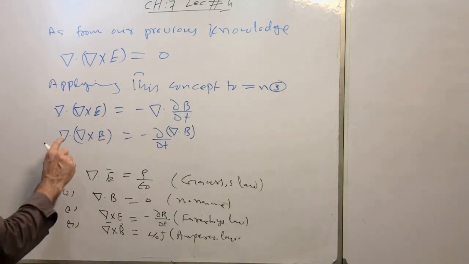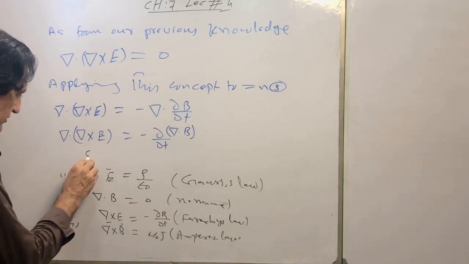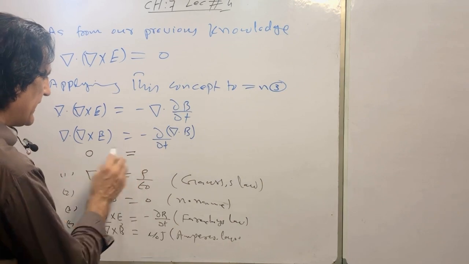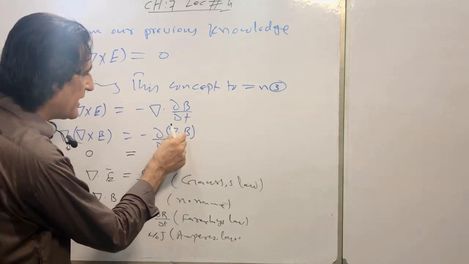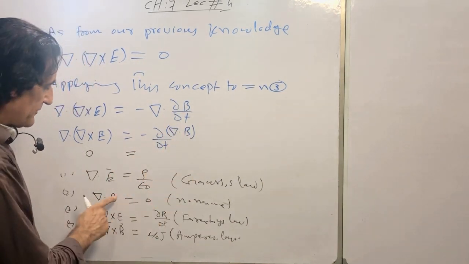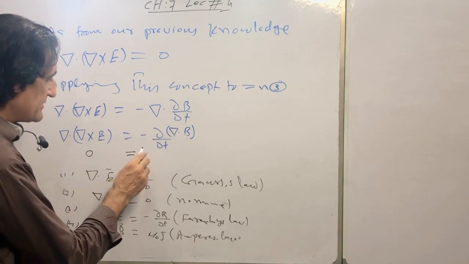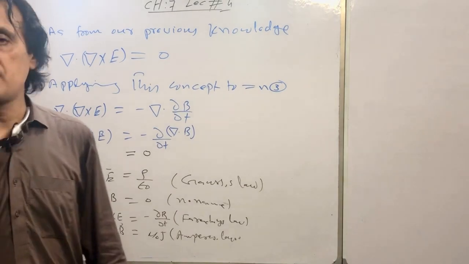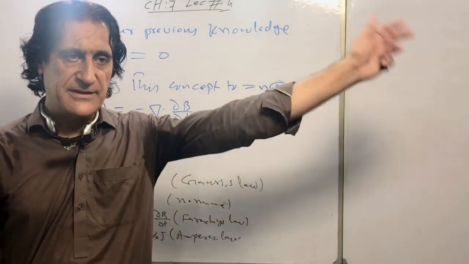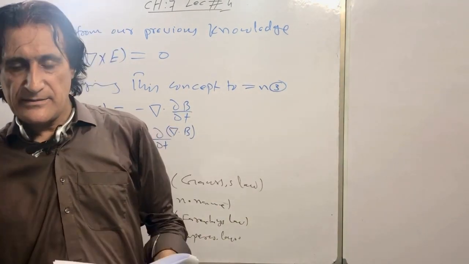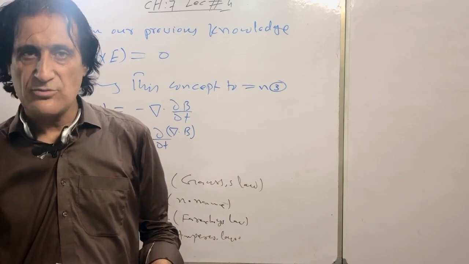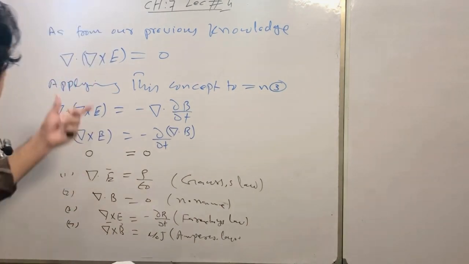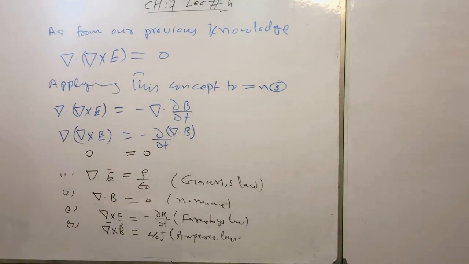As we know that the divergence of curl is equal to 0, this left hand side is equal to 0, and the divergence of this magnetic field, we know from equation 2, will always be equal to 0. So this equation is satisfied. The left hand side is equal to 0 and the right side is equal to 0. So this equation is satisfied by using this concept.